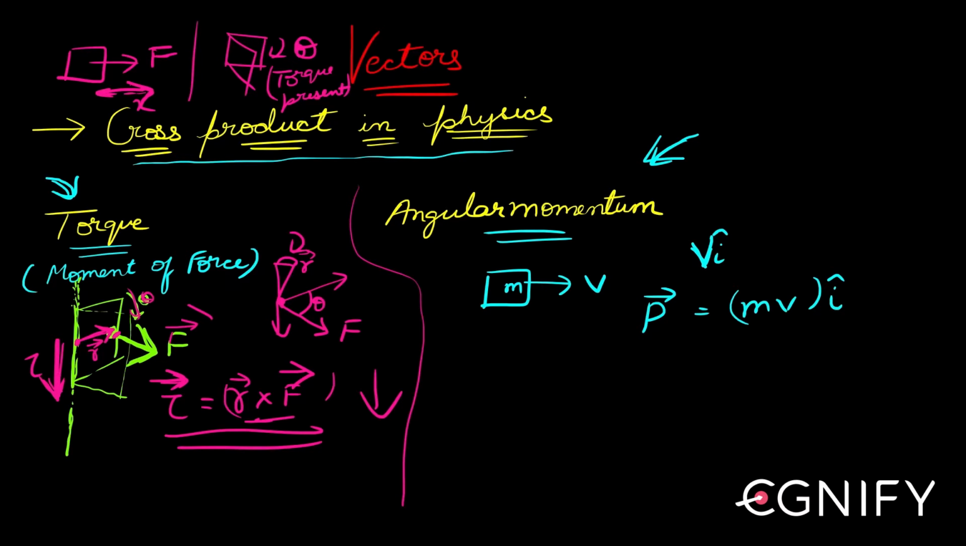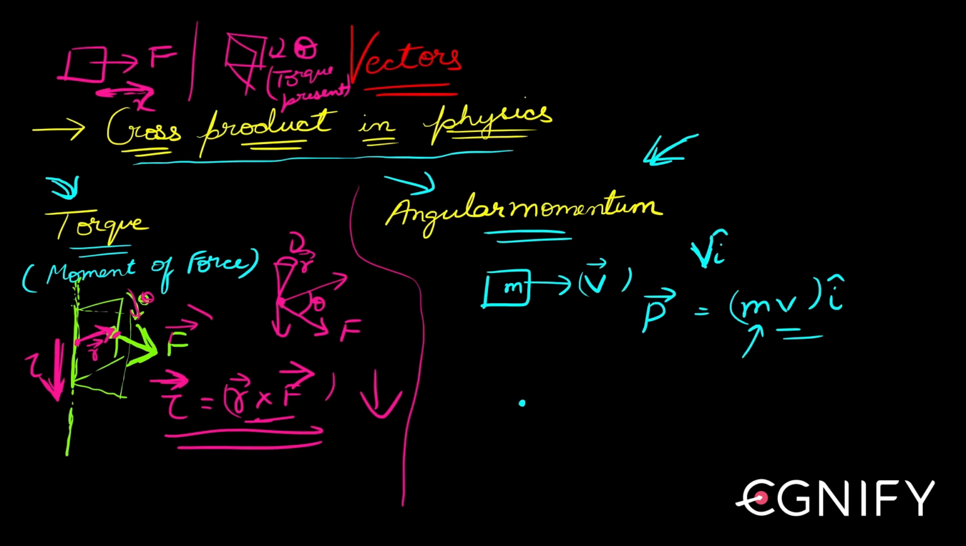Momentum is a vector just like velocity, and it points in the direction of velocity, because m is a scalar, and velocity is your vector here. If velocity is towards i cap, your momentum is also towards i cap. What is this term called angular momentum? That is to be seen. So angular momentum is also something very similar.